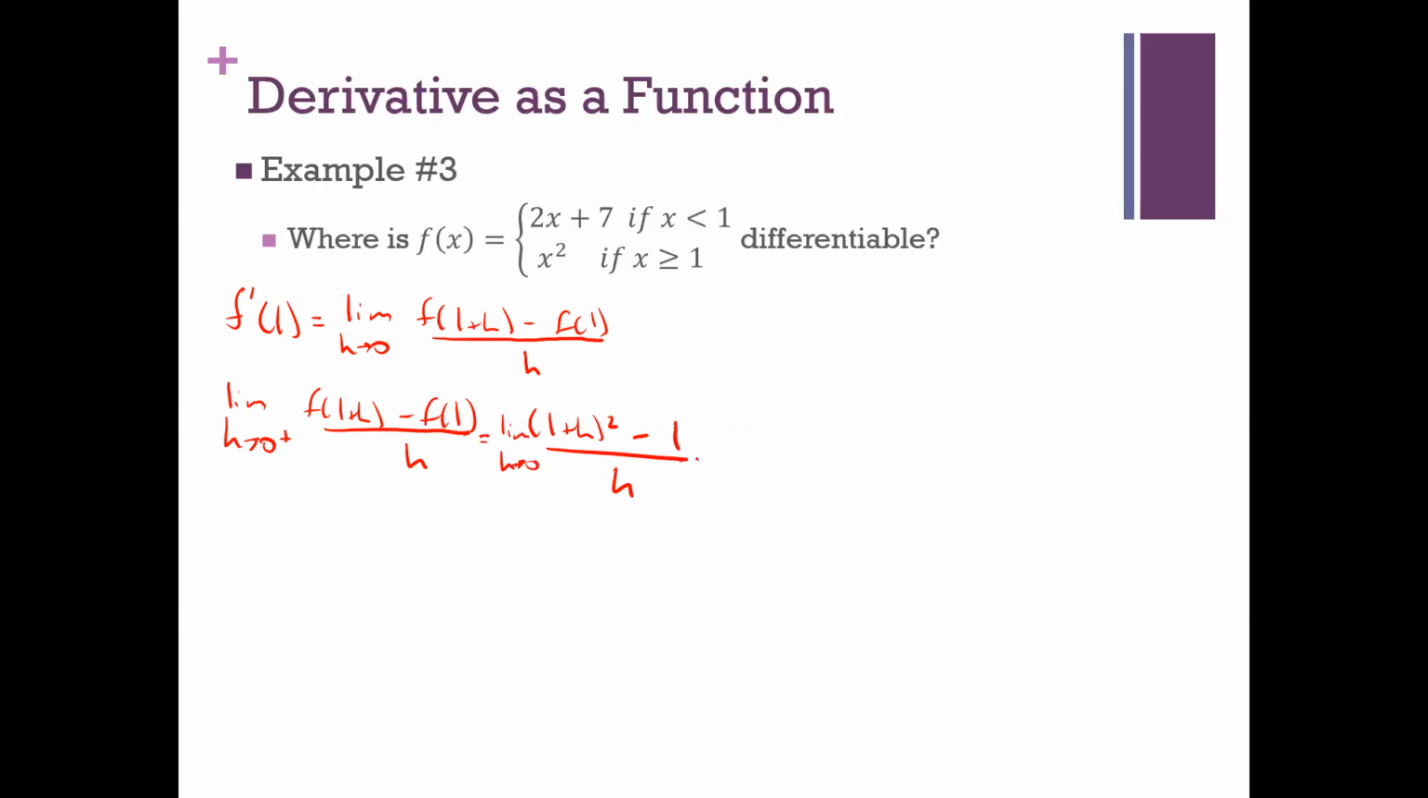So if you can't evaluate this limit yet, we'll go a little further. The limit as h approaches 0 of 1 plus 2h plus h squared minus 1 over h. So what ends up canceling there? The 1s, and then I can cancel an h in the numerator from both those terms with the h in the denominator, so I get the limit as h approaches 0 of 2 plus h, which is 2. So we got the limit from the right-hand side. Can we get the limit from the left-hand side?